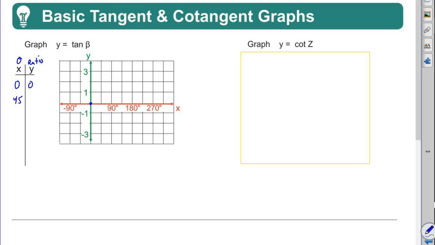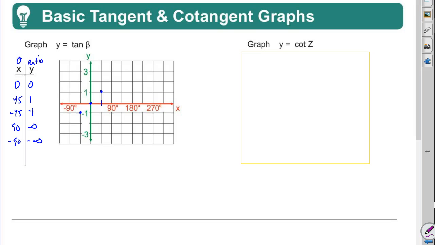45 degrees, if you punch in 45, you're going to get 1. So this is 45 degrees right there, and there's 1. If you punch in negative 45 degrees, you are going to get negative 1. So negative 45 is right there. If you punch in 90 degrees, you're going to get a syntax error, but it's really infinity. If you punch in negative 90 degrees, you're going to get a syntax error, but it's really negative infinity.